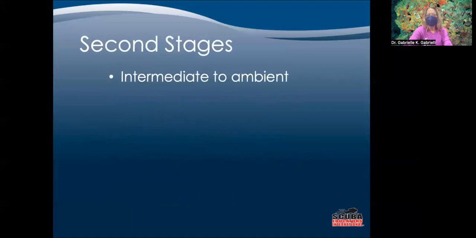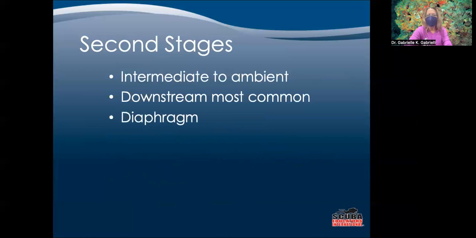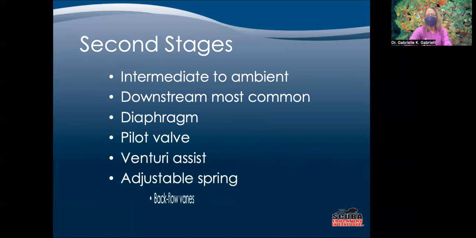All right. So second stages, intermediate to ambient pressure, downstream most common, diaphragm, pilot valve, venturi assist, adjustable spring, and backflow valves. A little bit of something on the pilot valve. Yeah, go ahead. Add real quick. Pilot valves appear in the second stage only. So with the pilot valve, when you inhale, the diaphragm presses on a lever on a small valve that releases air pressure, that in turn opens the larger main valve.